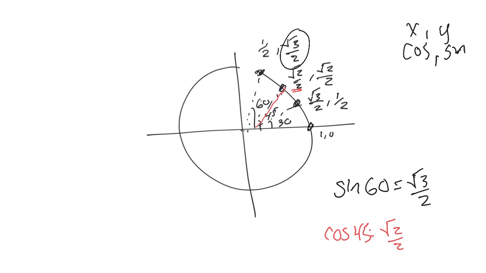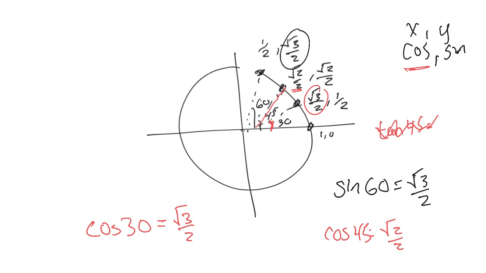What is tangent of 45? Well, I didn't tell you what tangent was. Don't worry about tangent. It's just divide them. So square root of 2 over 2 divided by square root of 2 over 2. But let's say cosine of 30 degrees. Well, here's 30 degrees. Cosine is the x. So cos 30 is square root of 3 over 2.